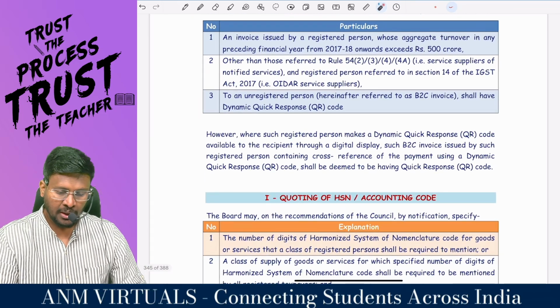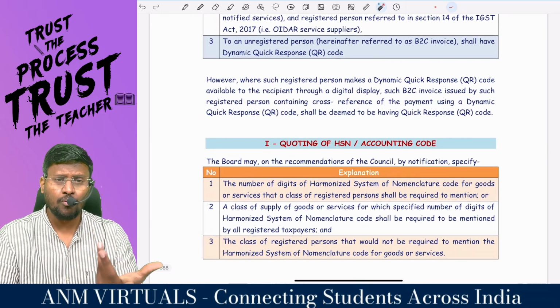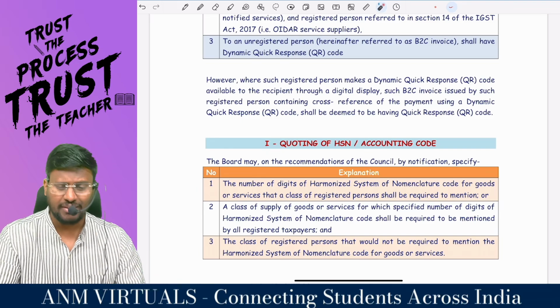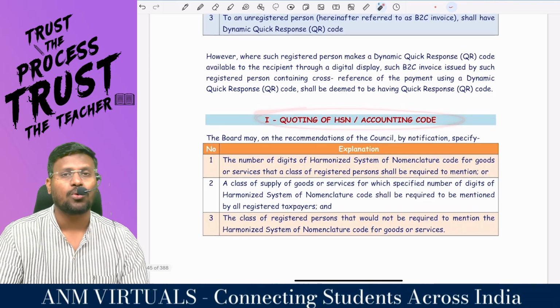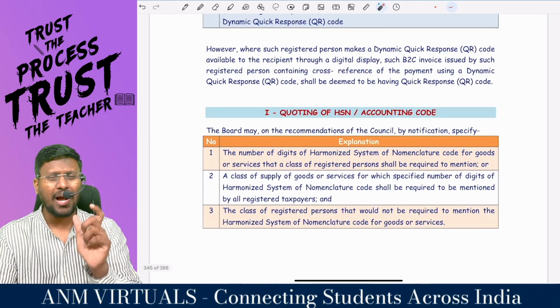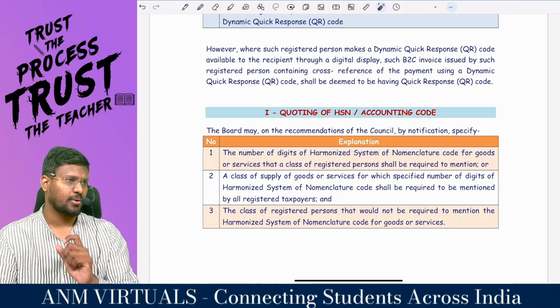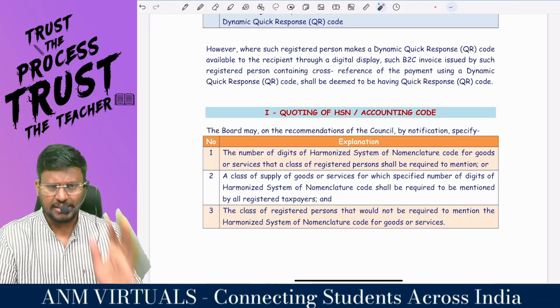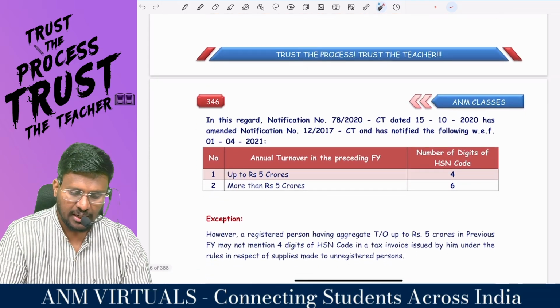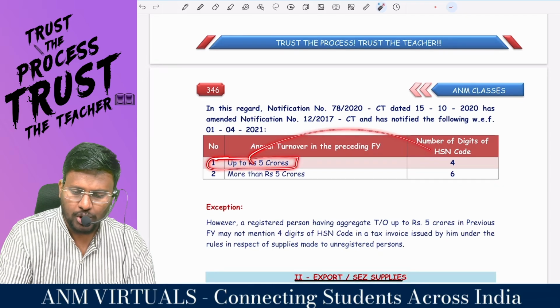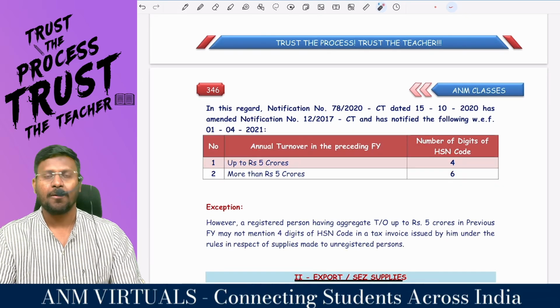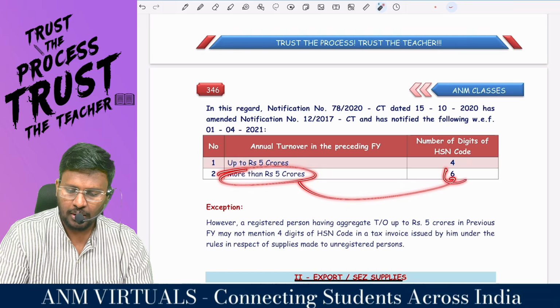Pakka, sir? Next one, the second one. Sir, in whose invoice should we have the HSN code? Quoting of the HSN or accounting code. HSN stands for Harmonized System of Nomenclature. Yes, sir. This HSN code, my dear lovable students, if the annual turnover is up to 5 crore, how many digits? 4 digits. More than 5 crore, 6 digits.